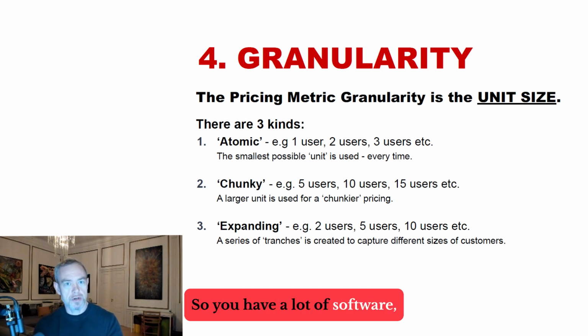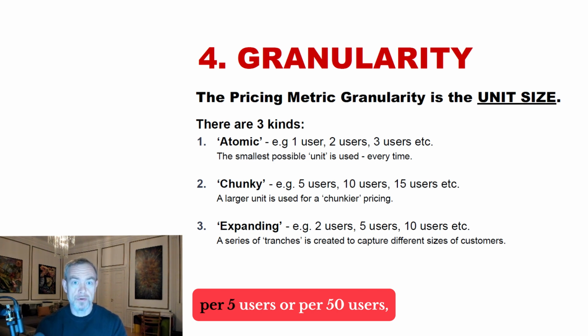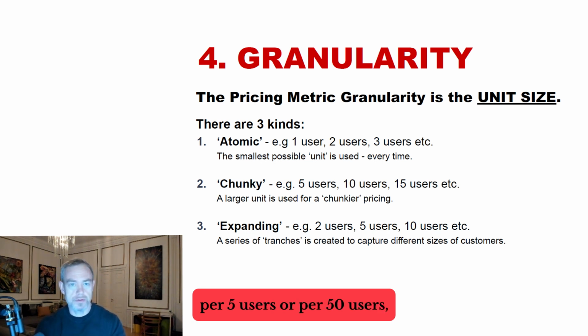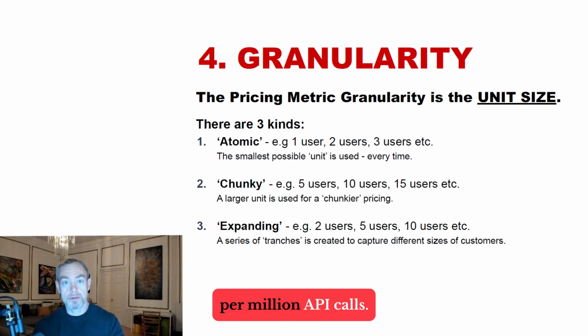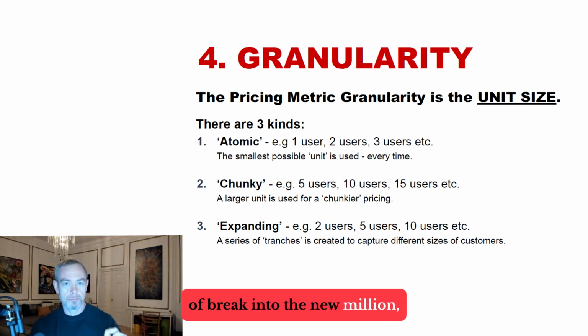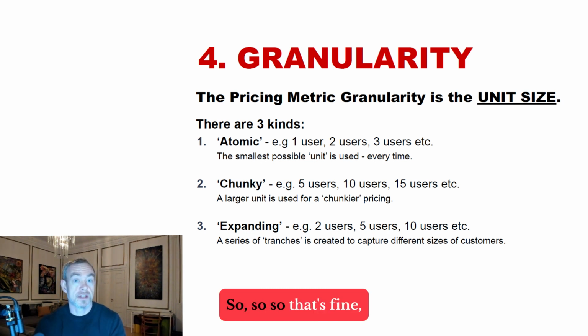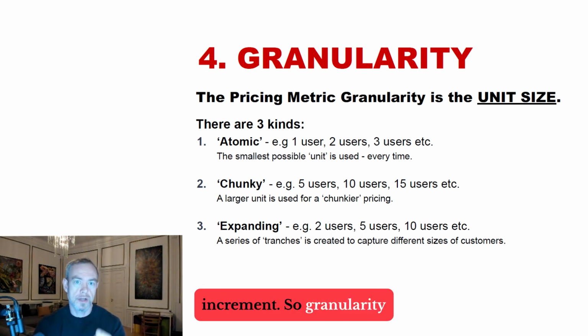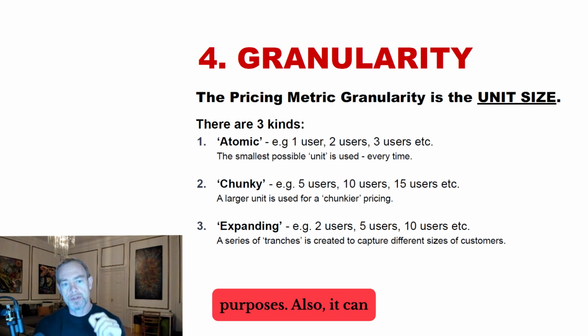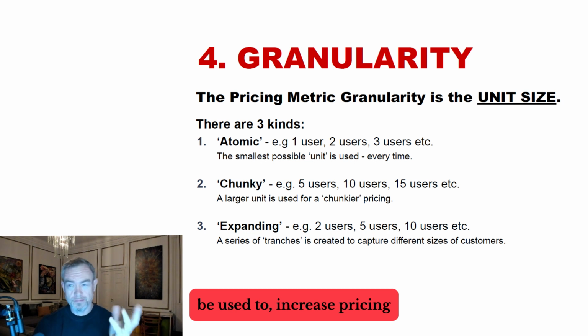You have a lot of software, for example, that's charged per 5 users or per 50 users and so forth. And you can charge per million API calls. Whenever people break into the new million, you just count a full million. Maybe that's only like $100. That's fine. Instead of counting single units, you just count a bigger increment. Granularity can have practical purposes. It can also be used to increase pricing, somewhere between 2 and 4%.